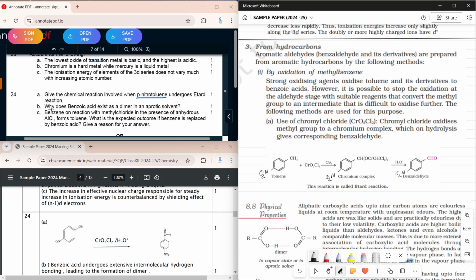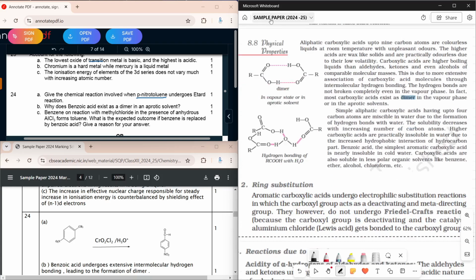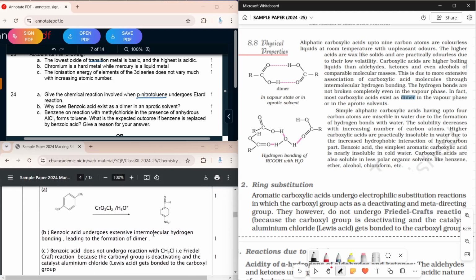The next question you have over here is, why does benzoic acid exist as a dimer in an aprotic solvent? Again, this is related to the chapter aldehydes, ketones, and carboxylic acids, specifically the physical properties of carboxylic acids. Carboxylic acids like to stay in a dimer state in an aprotic solvent because of intermolecular hydrogen bonding. Intermolecular hydrogen bonding exists between two different molecules, and in this case you have a hydrogen bond between this O and the H, and then another H and O. Because of this, it likes to stay as a dimer. As long as you mention that it undergoes intermolecular hydrogen bonding, you should be good to go.